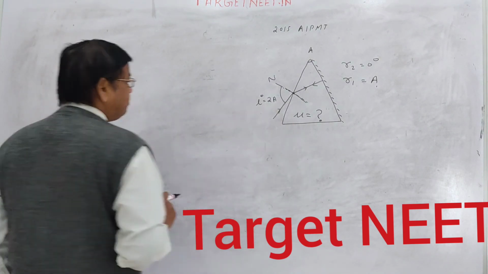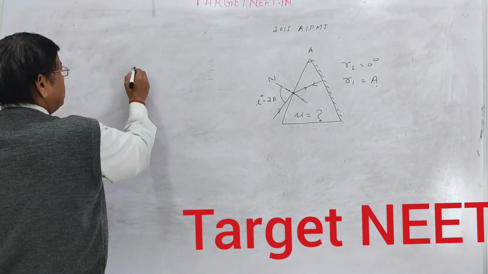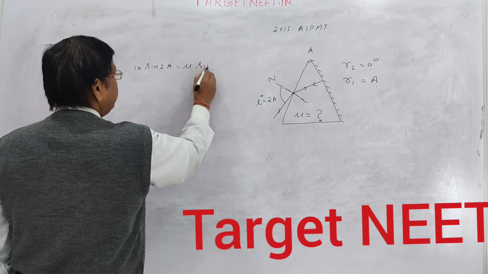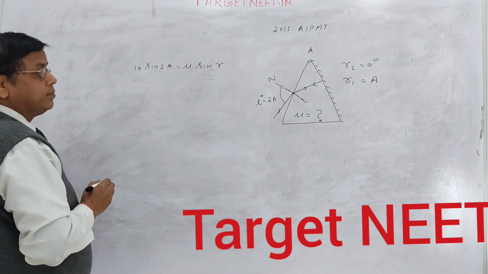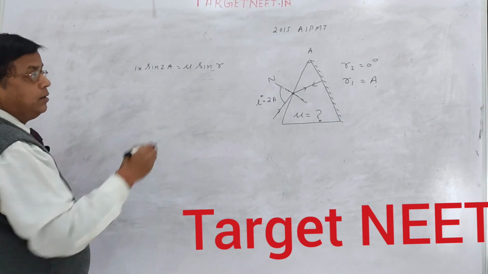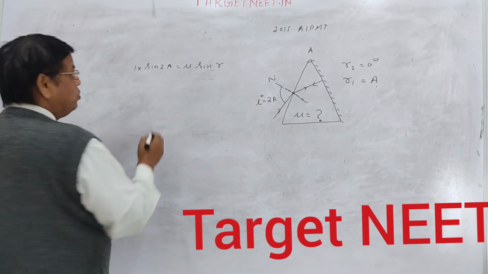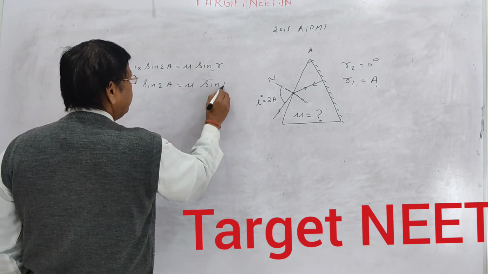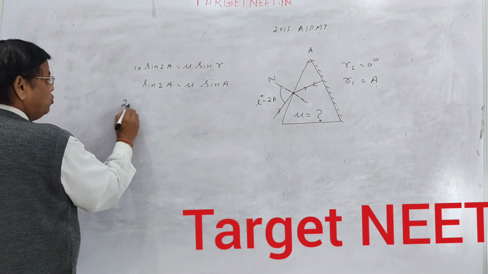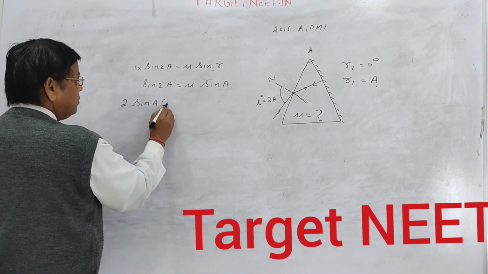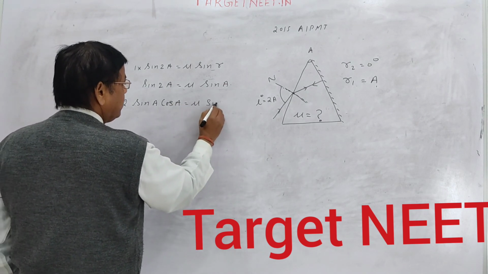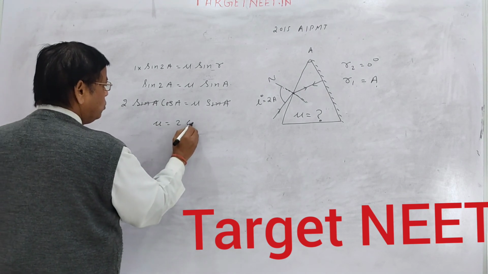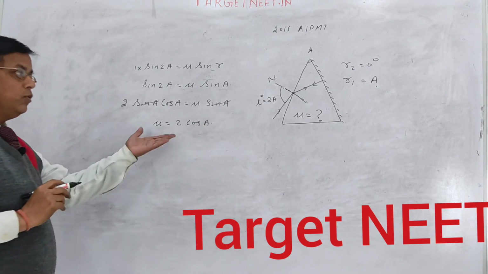So apply Snell's law here. 1 into sine 2A is equal to mu into sine R. Right? And R means R1 and R1 is equal to A here. So sine 2A is equal to mu into sine A. So sine 2 theta is 2 sine A cos A is mu sine A. Sine A cancelled. So mu is 2 cos A. So this is your answer.